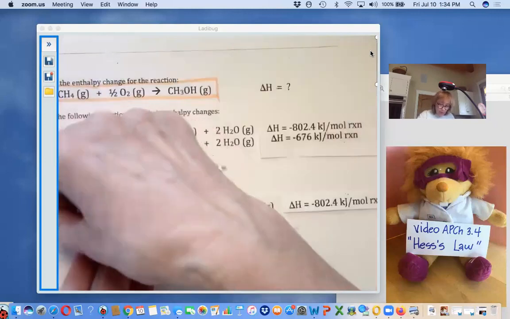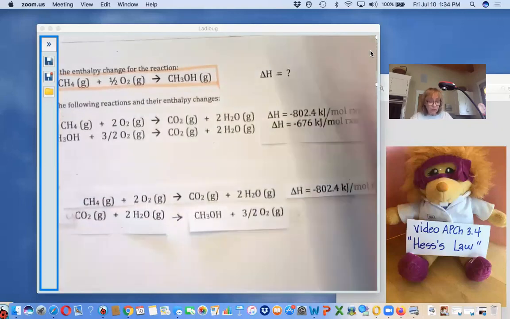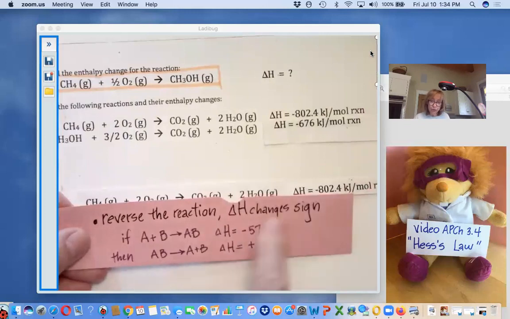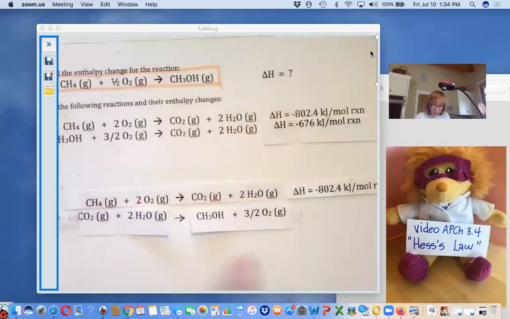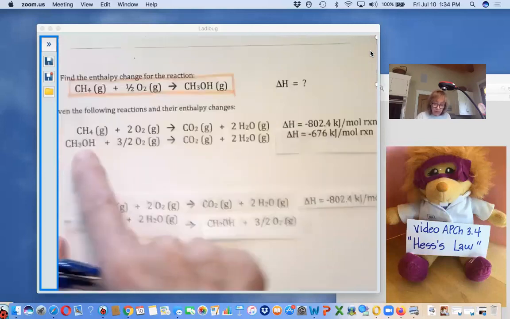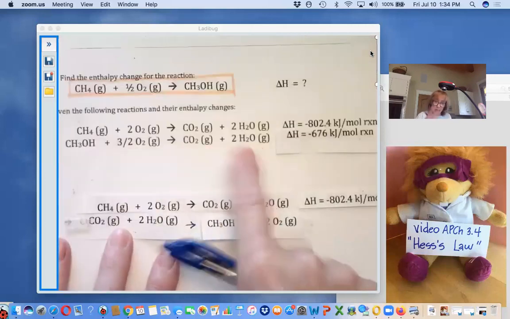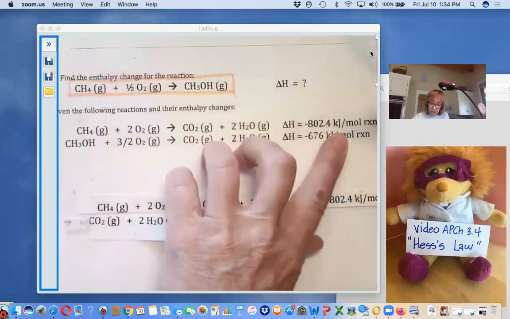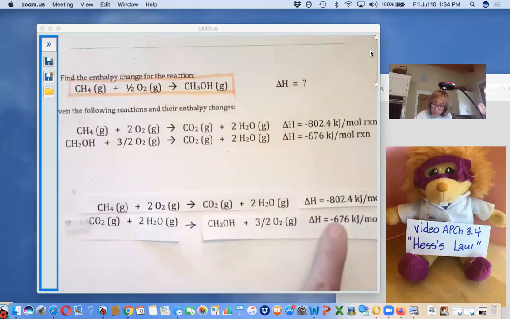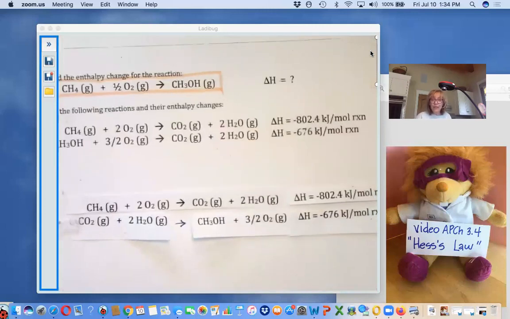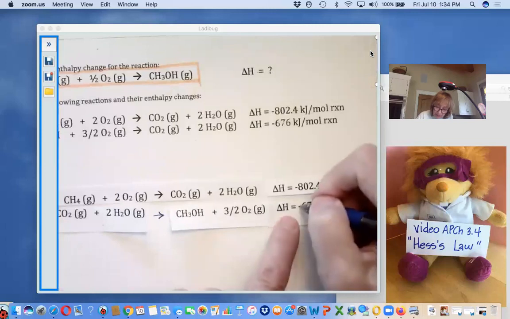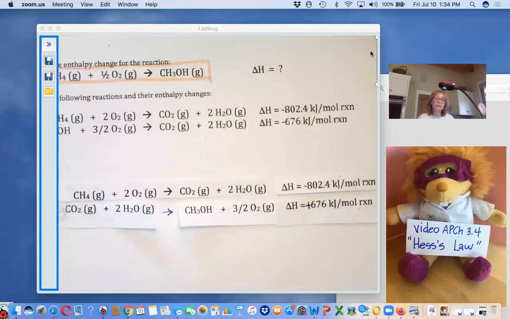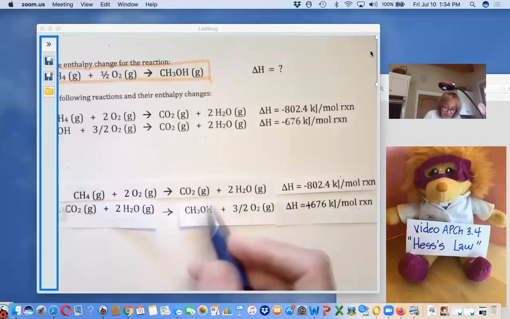Now remember, we have this rule, this little trick that says if you reverse a reaction, delta H changes sign. And that's what I did here. I just took this original one and I reversed it. Products became reactants, reactants became products. So my delta H for the new version is still 676, but now it's positive 676.